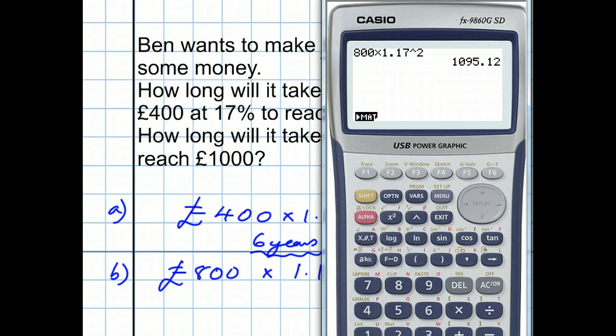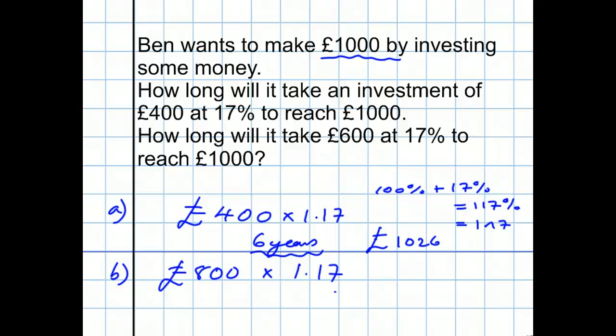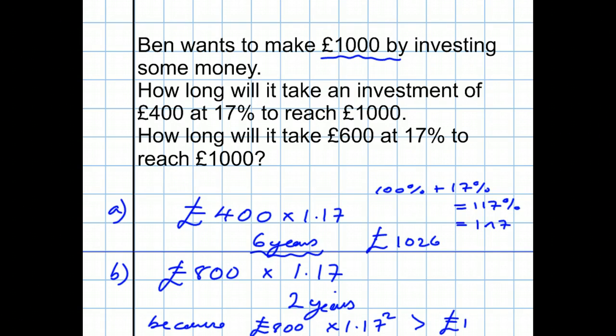Now I can't be sure that he couldn't have achieved that £1,000 in a year. So let's just try what £800 times 1.17 is. It's 936. Silly me. So after a year he won't have over £1,000, but after 2 years he will. So the answer is 2 years, and the reason is because £800 times 1.17 to the power 2 is greater than £1,000.